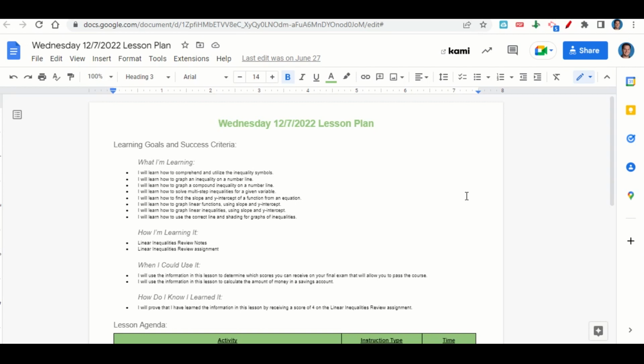How are we learning it? Through the Linear Inequalities Review Notes and the Linear Inequalities Review Assignment. When can we use this information? To determine which scores you can receive on your final exam that will allow you to pass the course, and to calculate the amount of money in a savings account. How do you know you learned it? By getting a score of 4 on the Linear Inequalities Review Assignment.